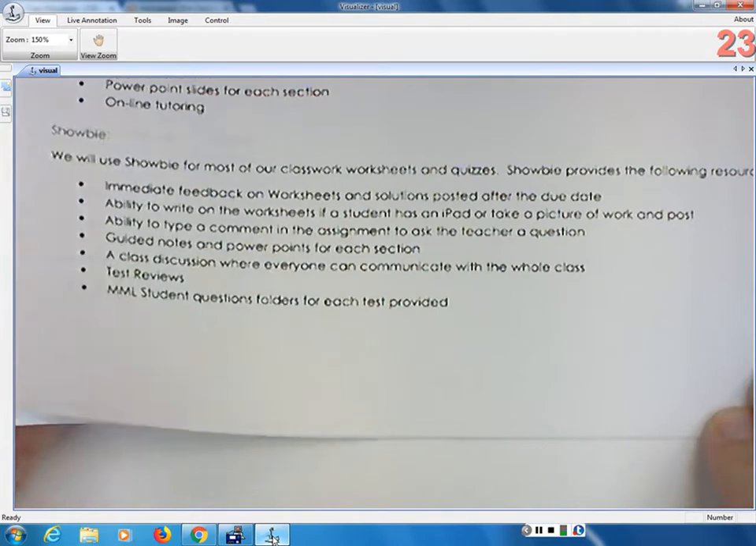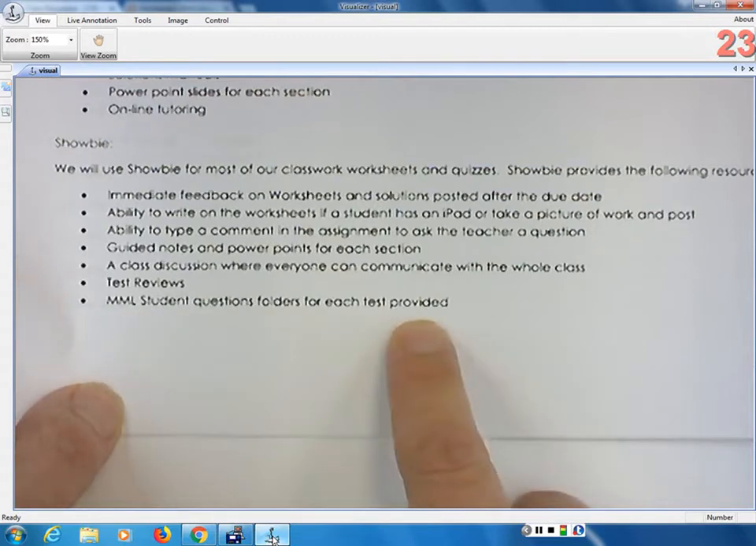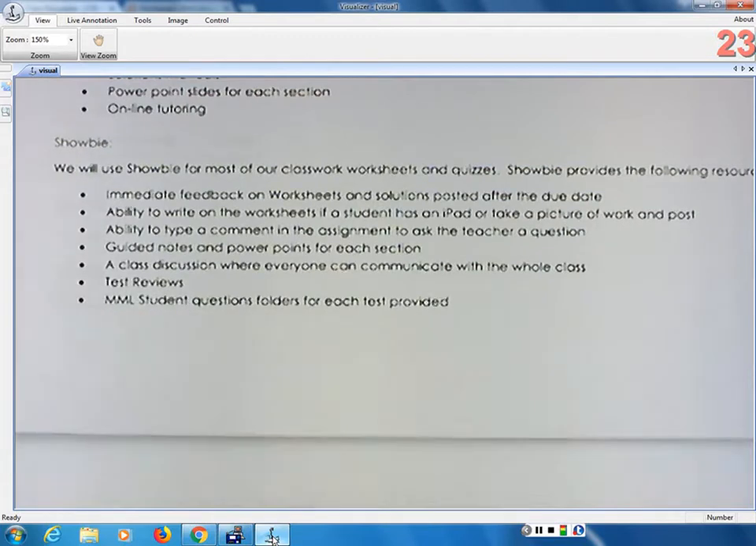It's got the MyMathLab student questions folders for each test provided. So if you have a question on a worksheet that's posted in Shobi, you should type that right into the assignment under the comment and ask me that question. But only I can see it. If I don't get back to you soon enough, you might want to put it in class discussion, see if anybody else in the class can help you. And if you set it up right, Shobi will send an email to your email address anytime I type something in there. So it's a very good communication skill.